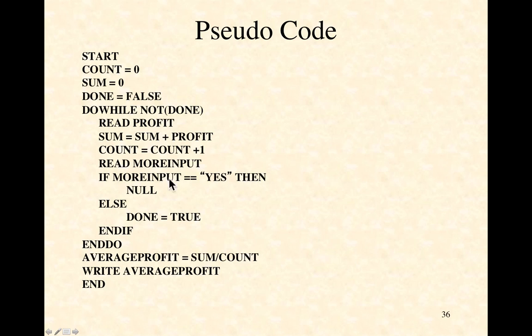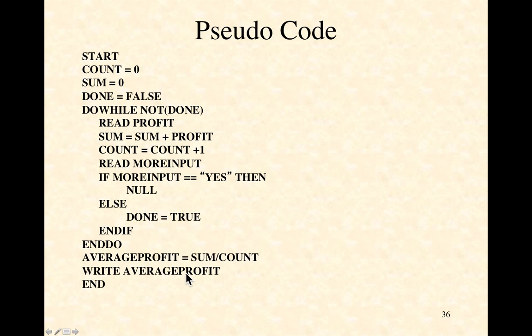There is a null task here. Otherwise I set done to true, and not true will be false, so I'll exit the loop. So once again this loop will continue until this else block is executed. It only exits when the else block is executed, and this should be end while, and then I get the average profit equal to sum divided by count, and I print the average profit.